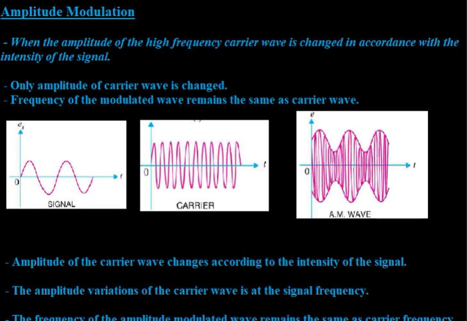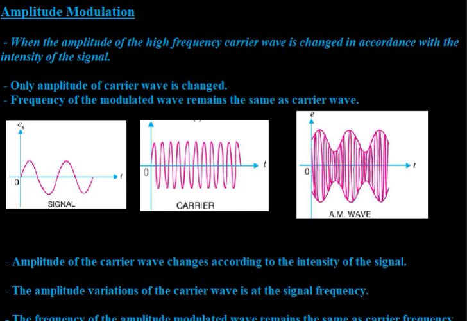As we know, the modulation depends upon the characteristics which we have changed for the carrier wave. We can have amplitude modulation, frequency modulation, and phase modulation. In this video, we will try to discuss the amplitude modulation. The amplitude modulation is defined as when the amplitude of high frequency carrier wave is changed in accordance with the intensity of the signal, then it is called the amplitude modulation.